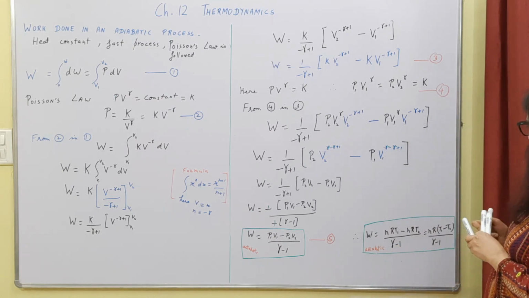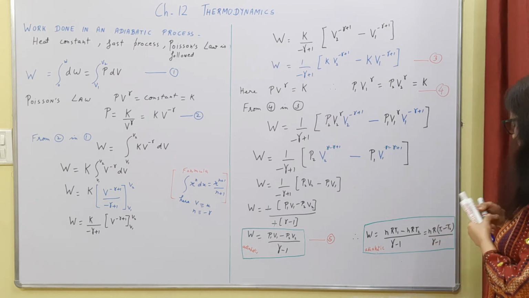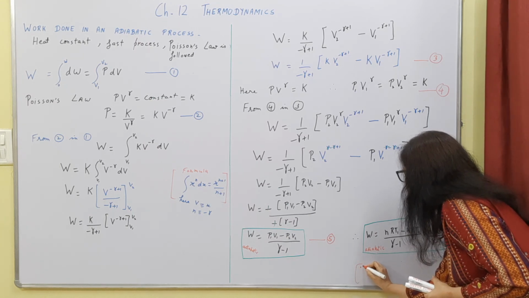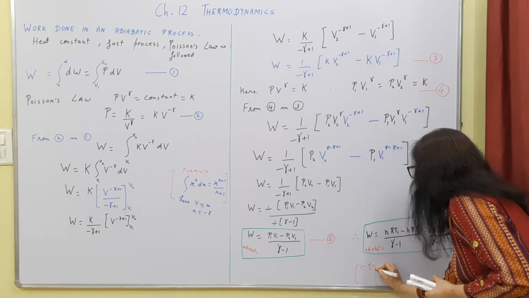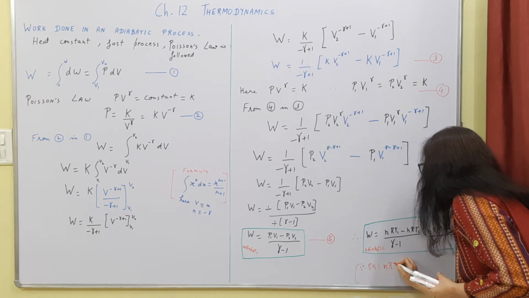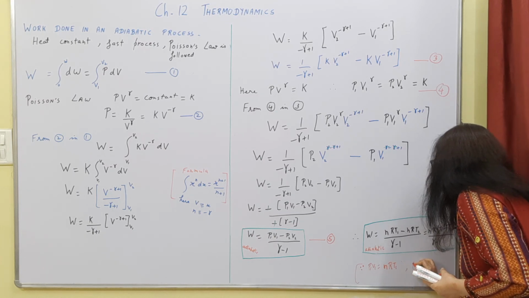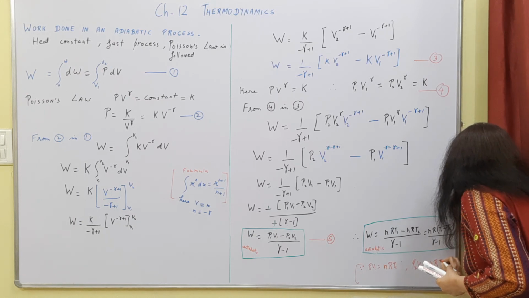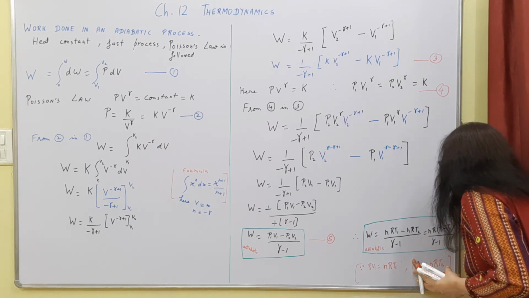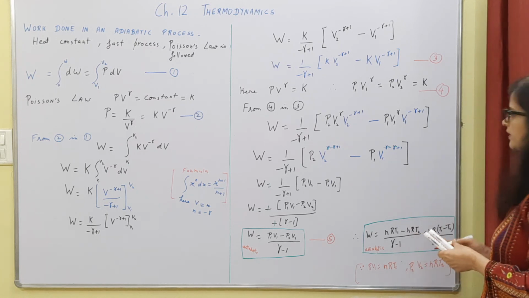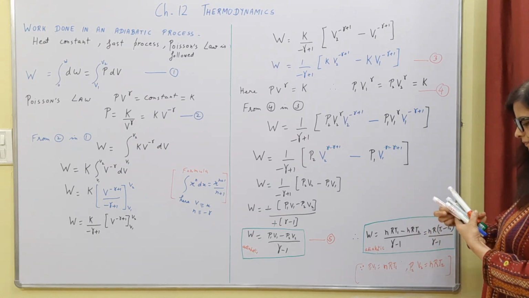Right? And here you can mention the reason, since P1 V1 is written as NR T1 and P2 V2 is written as NR T2. The reason we have mentioned here. This is why the form of the equation has changed.